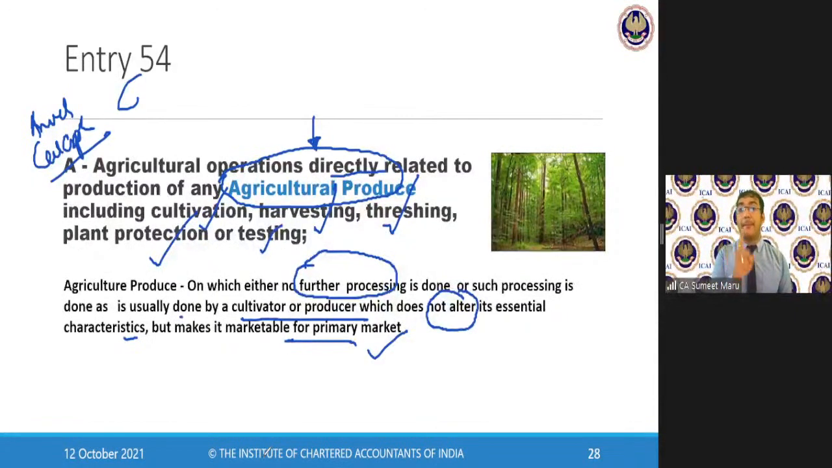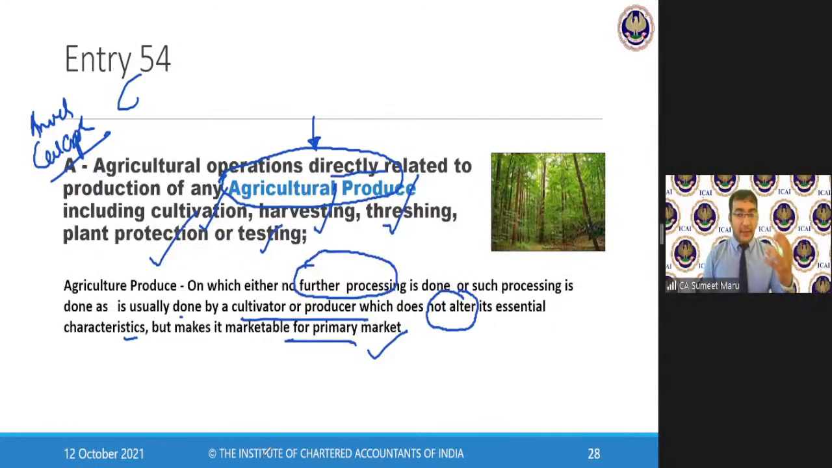Not retail markets, the primary market. So such basic things, if it is necessary to carry them out so that the produce can be saleable in the primary market, it should be done by the cultivator or the producer himself. Then we will say it is agriculture produce.